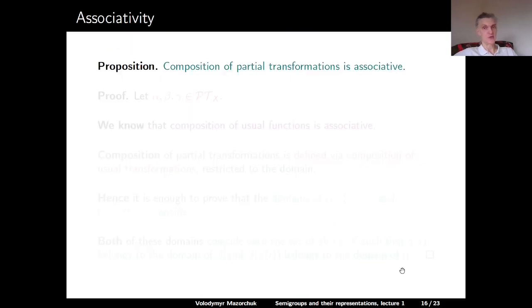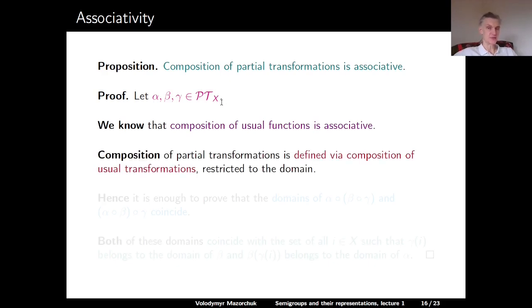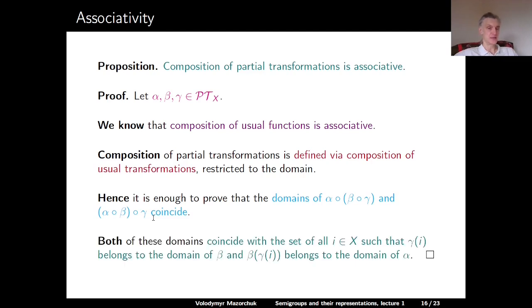And the claim is that the composition of partial transformations is associative. Proof: let alpha, beta, and gamma be 3 partial transformations on X. We know that the composition of usual transformations is associative, and composition of partial transformations is defined via composition of usual transformations when we restrict it to the domain of the transformation. So in order to prove the proposition, we need to argue that the domain of alpha after beta after gamma is the same as the domain of alpha after beta after gamma, with the brackets placed differently. And it's easy to see that both of these domains coincide with the set of all elements I in X, such that gamma of I belongs to the domain of beta, and beta of gamma of I belongs to the domain of alpha. And this completes the proof of the proposition.